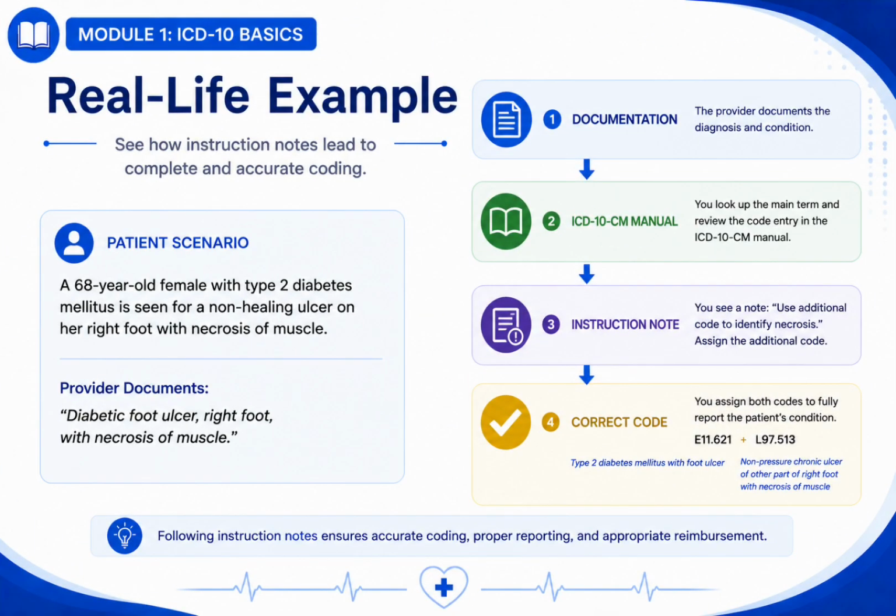Let's look at a simple example. Imagine you're coding a patient's diagnosis and notice a Use Additional Code instruction in the ICD-10-CM manual. Rather than stopping after assigning the first diagnosis code, you review the provider's documentation and identify the additional information that also needs to be reported. By following the instructional note and assigning both codes when appropriate, the claim more accurately reflects the patient's condition.